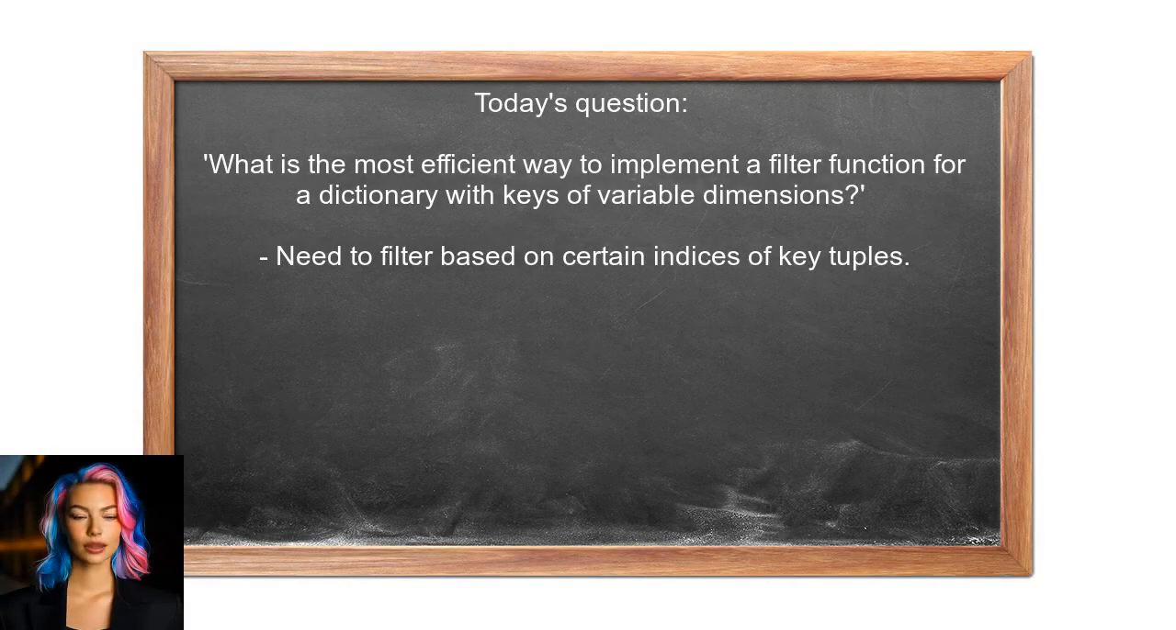Here's the specific question we're addressing today. One user asked, what is the most efficient way to implement a filter function for a dictionary with keys of variable dimensions? They need a solution that allows them to filter based on certain indices of the key tuples. Sound familiar? Let's explore this together.